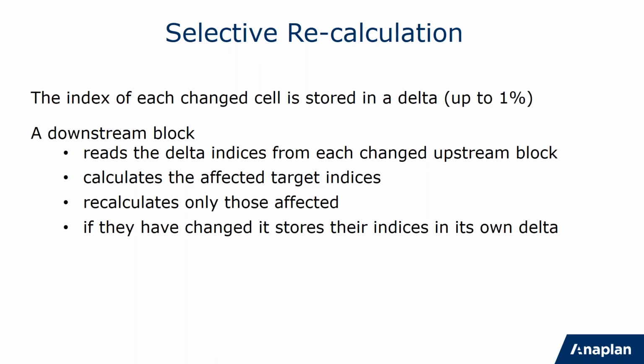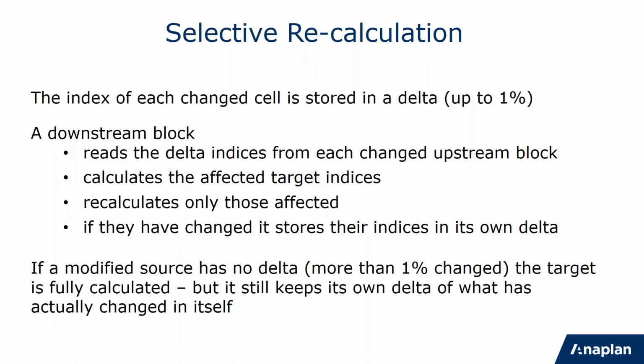So, when it recalculates those particular cells, it checks to see whether the result is different from what was already there, and only if it's different does it store that index in its own delta. Okay? And if we go over 1%, we basically say the whole thing has changed.